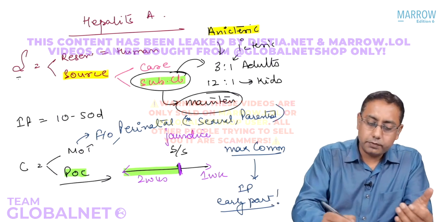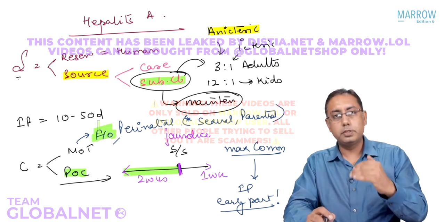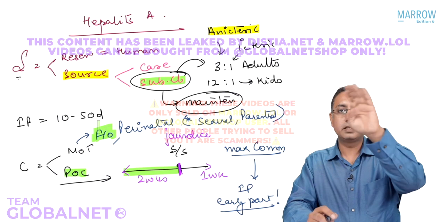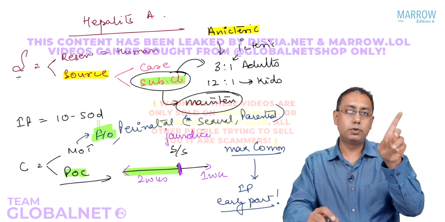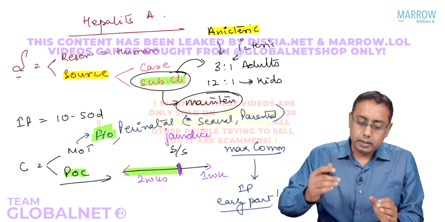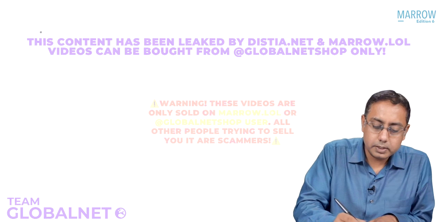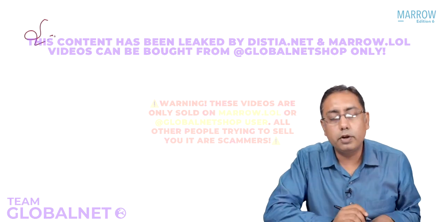The major chain of transmission is established by the fecal-oral route, that is from the stools, the virus, the flies, the food, the person. The person, stool, flies, virus cycle is there, right? So that is about the mode of transmission. Next, let us learn about the special features which you need to remember for your exam.